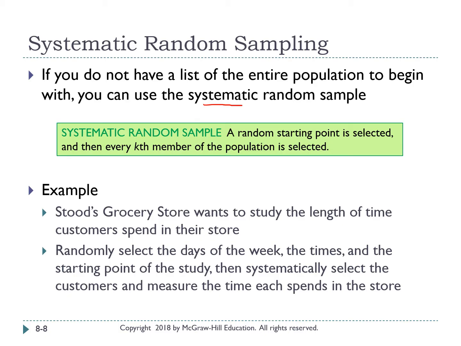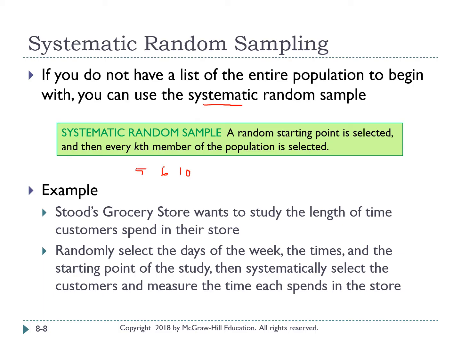So what is systematic random sampling? Basically, a random starting point is selected. You select your starting point randomly, and then every 5 members, every 6 members, or every 10 members of the population will be selected as your sample. So let's look at the example.